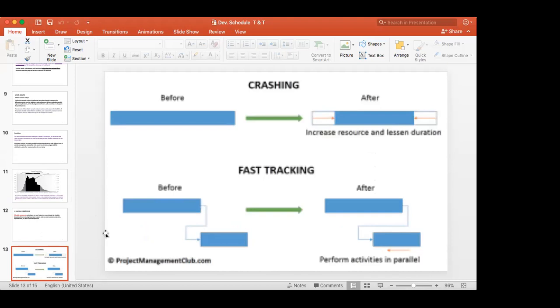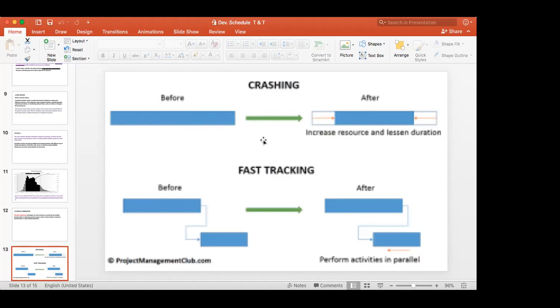What is crashing? Crashing is, now, this is the activity. What you do is you increase the resources and lessen the duration. If you do this with 5 laborers, you put 10 laborers, if it is possible, and reduce the duration. That is crashing. You crash the program. Now you see you have a schedule, and there are some delays. So what you do is you try to crash certain activities and come back to the correct path.